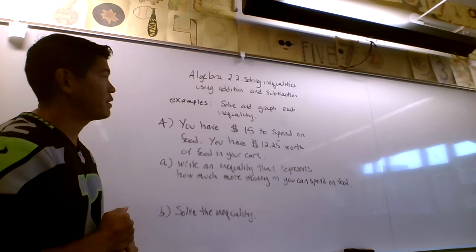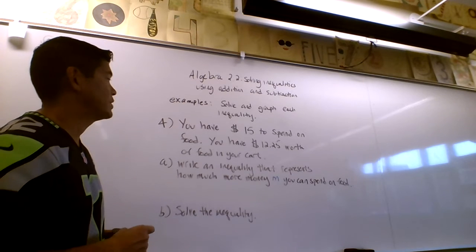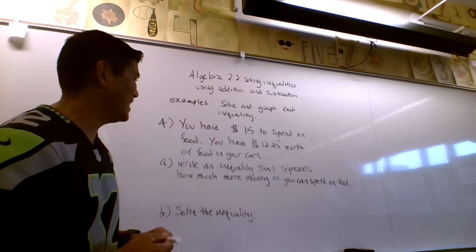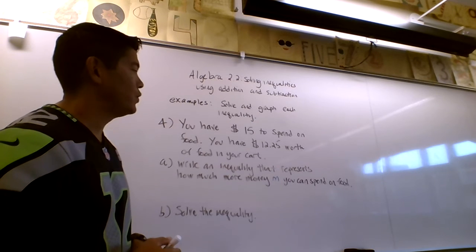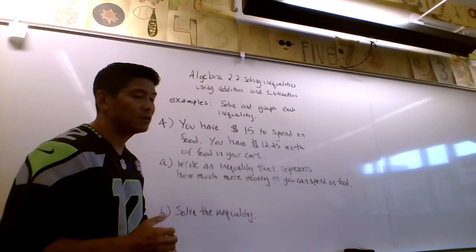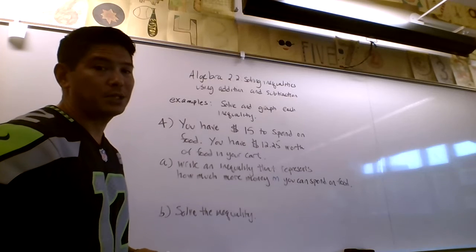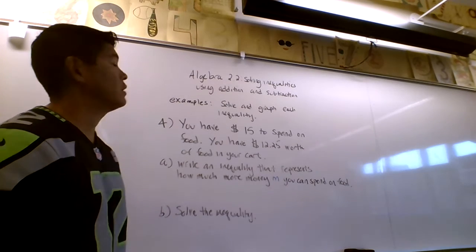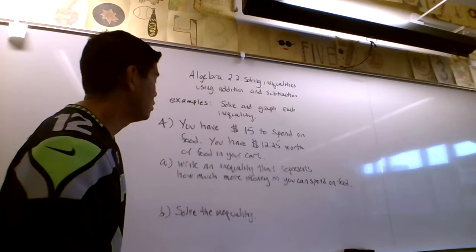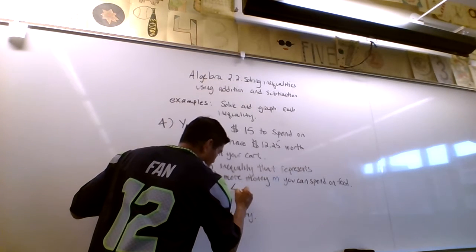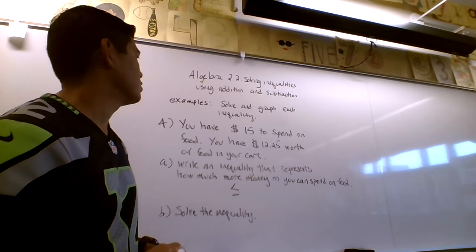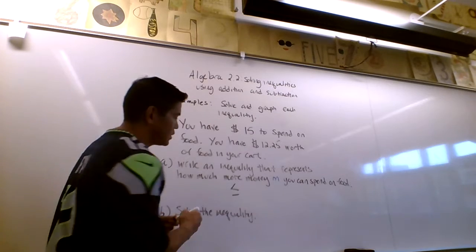So you have $15 to spend on food. You already have $12.25 worth of food in your cart. So on part A, or for the first part here, we want to write an inequality that represents how much more money, M, you can spend on food. So I know it doesn't say it specifically, but if you have $15 to spend on food, what that also really means is you have up to $15 to spend on food. You also have at most $15 to spend on food. So the inequality should be less than or equal to. That's at most. That's also up to, but it's at most $15.